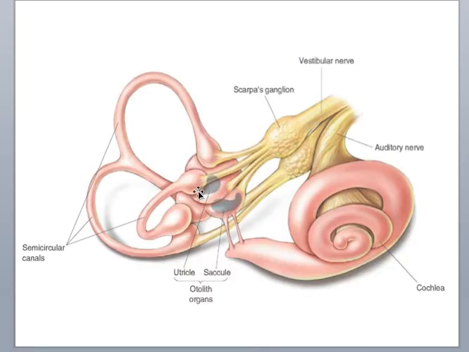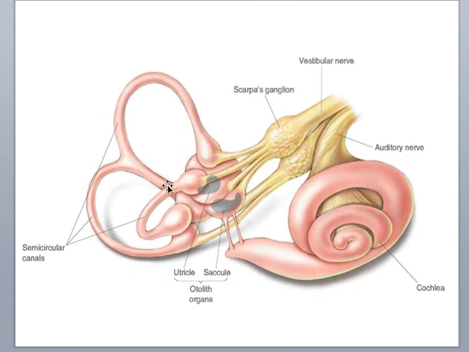Now back to, so here is the vestibule again. And attached to the vestibule are these half-circle structures called the semicircular canals. And where the semicircular canals attach to the vestibule are these enlarged regions called ampulla. And contained within these ampulla are the organs of dynamic equilibrium.